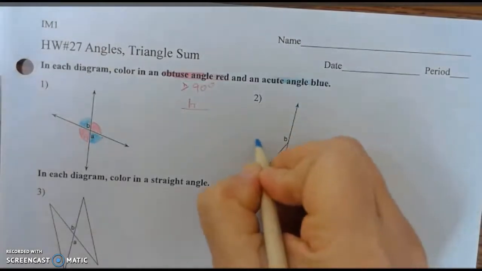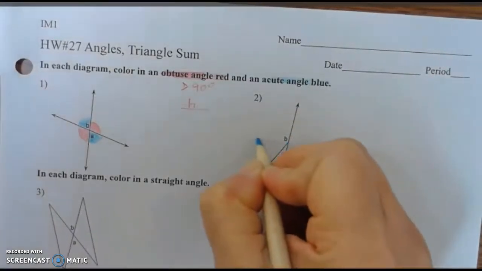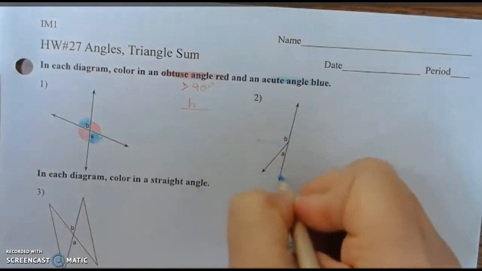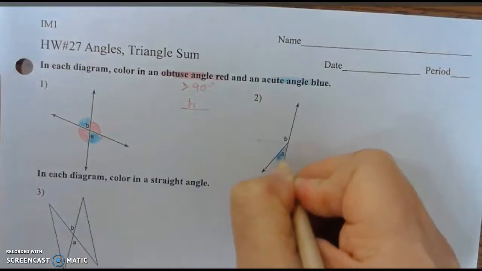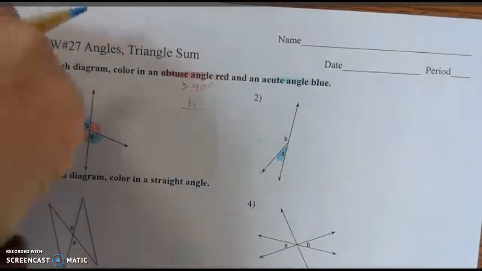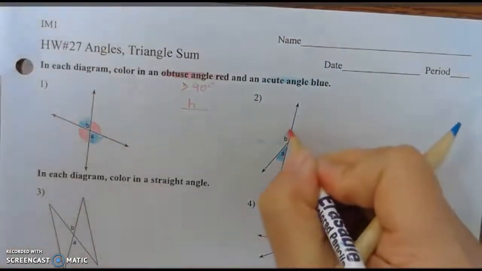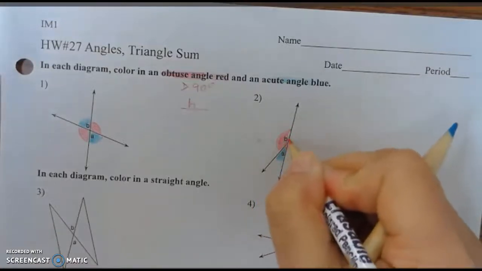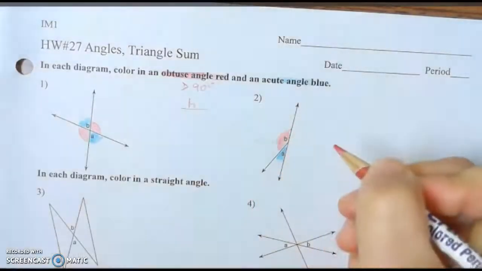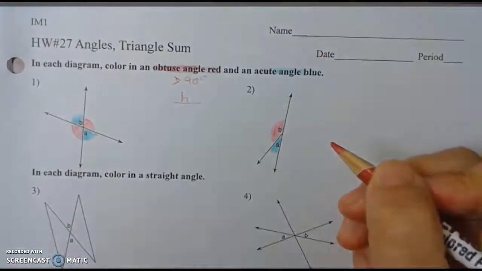So if I was to draw a perpendicular line to this straight line, it will be here. And this angle A is smaller than 90 degrees. The opening is much smaller. Okay? As opposed to B, which is bigger than 90 degrees, so that's my obtuse angle. And on the other side is a straight angle, so we don't color that.